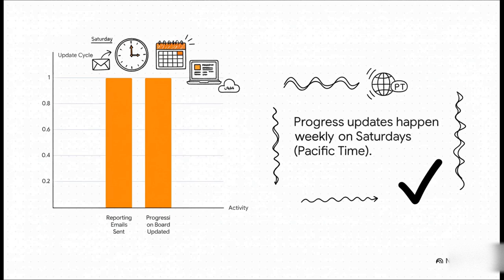So everything updates on a weekly cycle. Every Saturday, Pacific time, two things happen. They send out the reporting emails and they update your personal progression board. So don't freak out if you share a link and don't see the numbers go up right away. Just check back over the weekend.